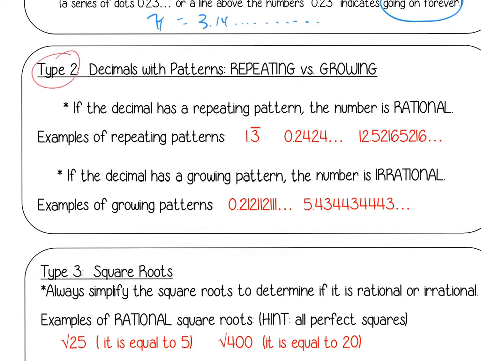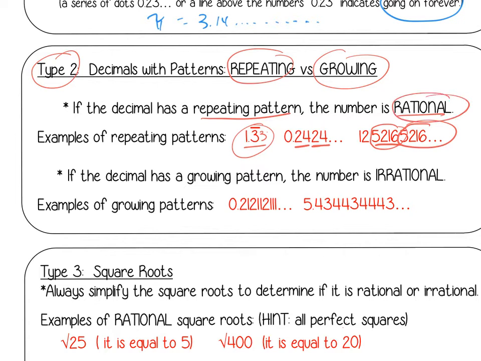The second type of rational numbers are decimals with patterns that repeat, versus growing. If the decimal has a repeating pattern, the number is rational. So here's an example. If I have 1.3 bar, I know that it's going to continue on and on as 1.33333. So this one's a rational number. If you look at this pattern, that pattern's going to repeat, so it's rational. Even this long pattern right here, where I have 0.52156 and then it repeats again, is considered a rational number.